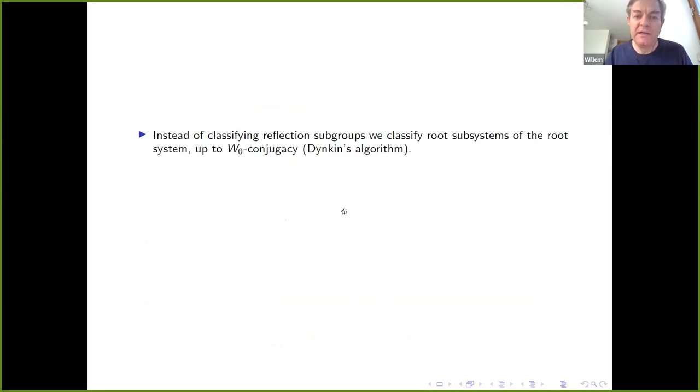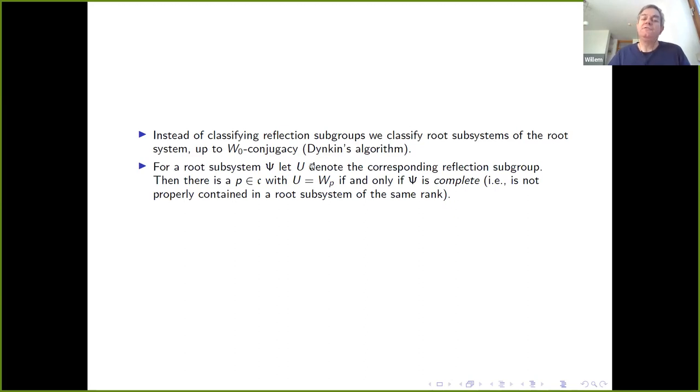Well, in the way we do it, it's a little bit different. If you look in the paper that we've written, we don't work with reflection subgroups, but we classify root subsystems. A reflection subgroup is generated by reflections, and those reflections generate a root subsystem. We rather classify root subsystems because that's easier, also because Dynkin has already given an algorithm for that in the 50s. So we use Dynkin's algorithm to classify root subsystems. If you then have a reflection subgroup corresponding to a root subsystem, then this U is equal to a W_P if and only if the root subsystem that you start with is so-called complete. That means it is not properly contained in a root subsystem of the same rank. So you have a criterion for actually doing this step.